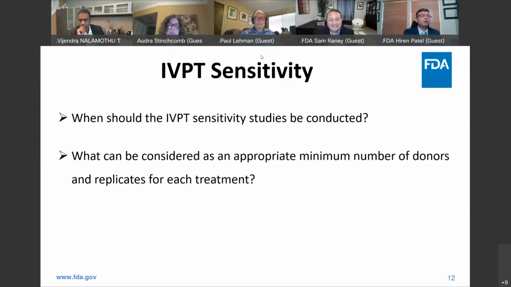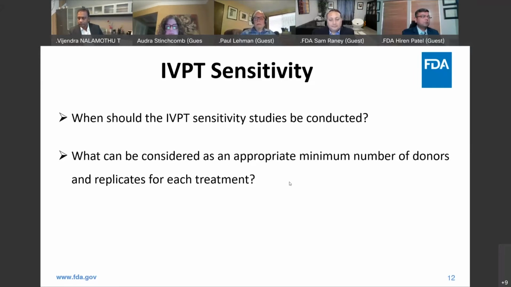Great. So what I'm hearing, I think it would be a good idea to have at least 4 donors. There is no magic number, but is it wrong if you use 3? I don't know. Yes or no, but it's always a good idea to use 4 donors, as Dr. Stinchcomb mentioned, that if something goes wrong with 1 donor, it's good to have 4. Sometimes when we receive the application, we see these sensitivity studies are conducted using only 1 or 2 donors, and then it leads to a concern about the reliability of the submitted data and eventually the IVPT method.